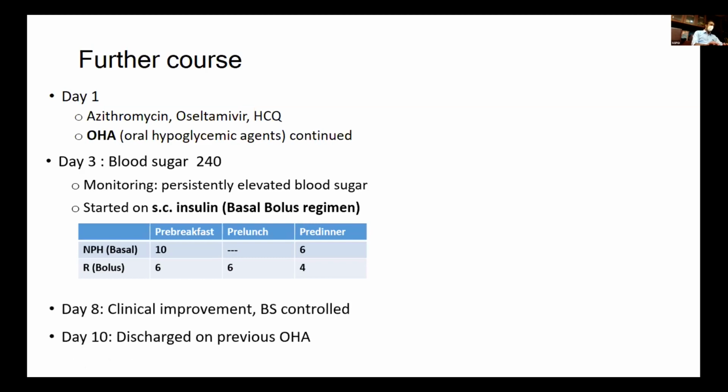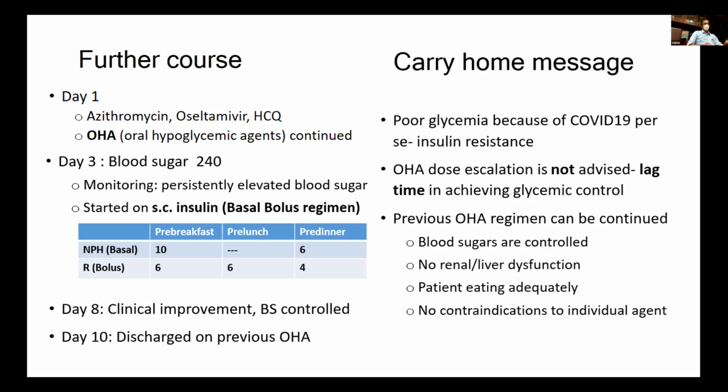So the patient's blood sugar control improved and he did not have any renal or liver dysfunction. Hence, we discharged the patient on OHA because he had very good control on the insulin. So the learning points here: the poor glycemia was because of the infection per se. This infection usually leads to insulin resistance because of the cytokines.